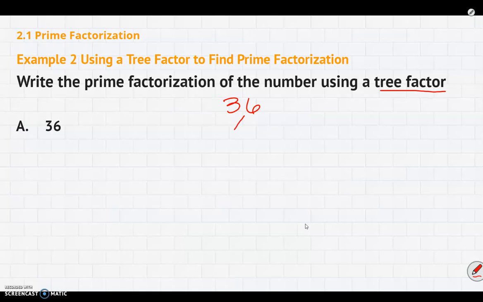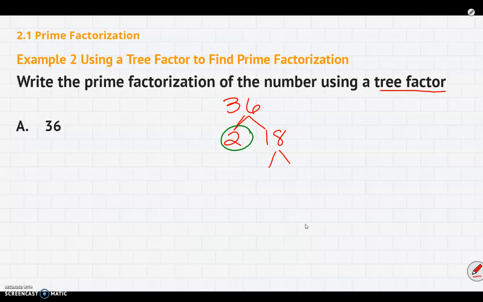So because it's a tree, we're going to draw a branch, okay? Branch off in two directions. And I'm going to think about two factors of 36 that I can use. Well, I know 36 is even, so I certainly know 2 is a factor of 36. And I know that 2 times 18 is 36. So I'm going to break 36 into 2 times 18. And then I pause and I say, is 2 a prime number? Yes, so I circle it. Okay. And then I say, is 18 a prime number? And the answer is no.